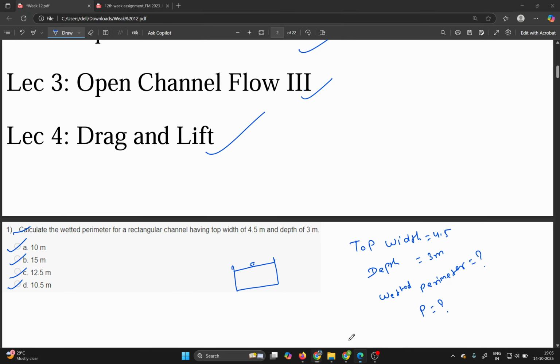Okay, let me just calculate. The wetted perimeter is the addition of the wetted periphery of the channel. The depth of the water is 3 meter, so you need to add that much. The top width is given as 4.5. If the channel is rectangular, definitely the bottom width will also be 4.5 meter, and the sides are 3 meter and 3 meter. So 3 plus 3 is 6, and 4.5 makes 10.5 meter. So option D will be correct here. Hopefully you got it right. Yes, sir. Okay, fine.